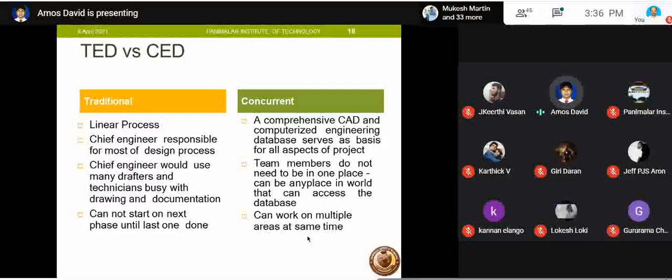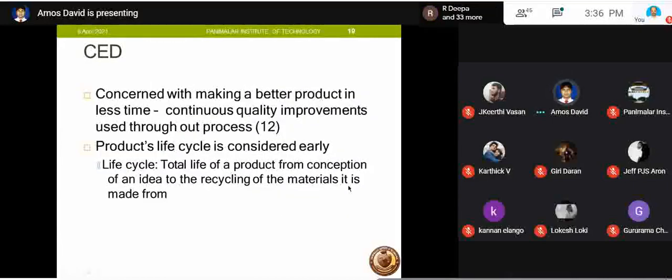Everybody involved would be involved in the concurrent design, right? And if something starts, let's say a process starts, until it finishes, the whole thing has to wait. Understood? Whereas in concurrent design, they can do multiple areas at the same time. The last point, multiple areas can be done and covered at the same time. Whereas in traditional, you can't start the next phase until the last one is done. Only if the previous product is done can I go to the next product. So this is a drawback in traditional design.